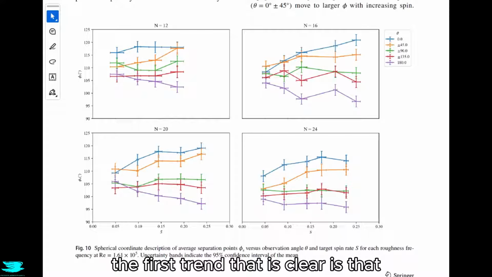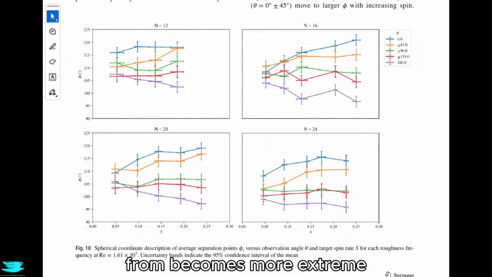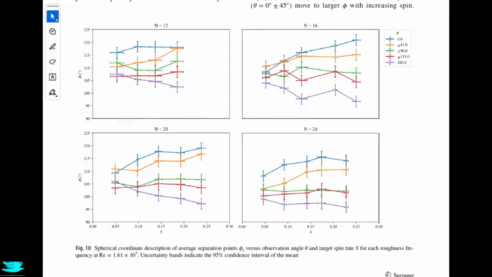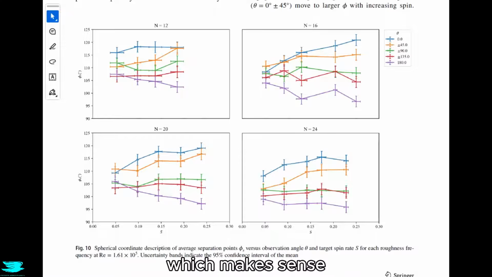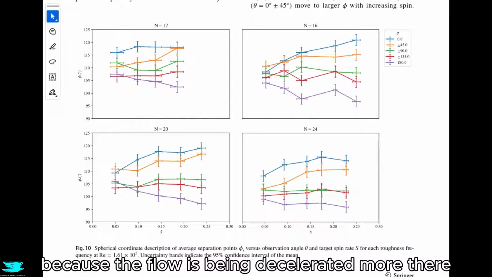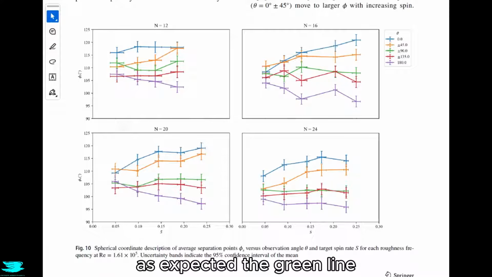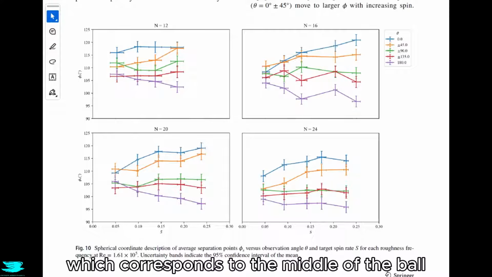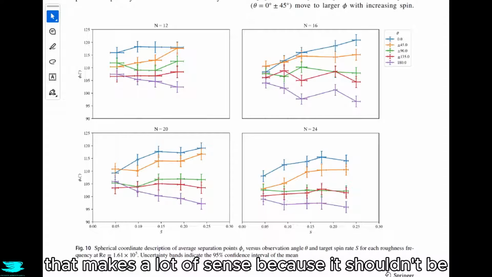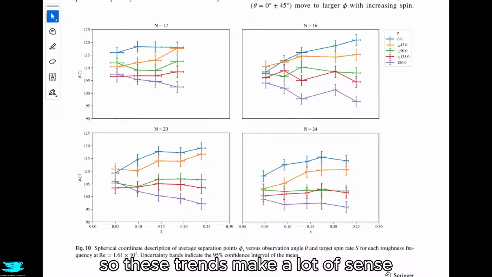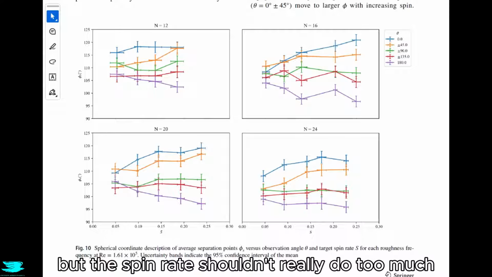The first trend that is clear is that as the spin rate increases, the location that the flow separates from becomes more extreme. For example, at the top of the ball, the flow separates further upstream with increasing spin rates, which makes sense because the flow is being decelerated more there. On the contrary, the flow on the bottom separates further down the ball. As expected, the green line, which corresponds to the middle of the ball, so the side, isn't affected much by the spin rate. That makes a lot of sense because it shouldn't be. So these trends make a lot of sense. The side should be affected by this roughness, but the spin rate shouldn't really do too much in terms of that.